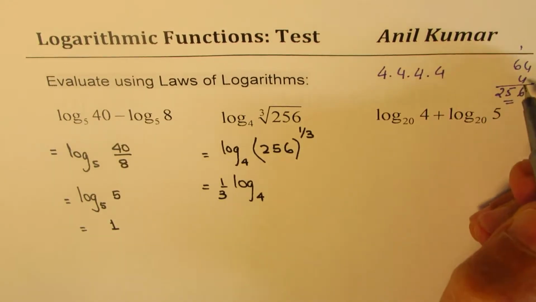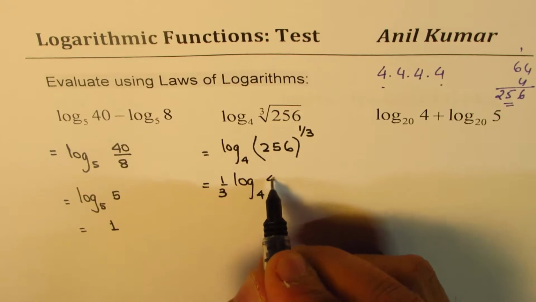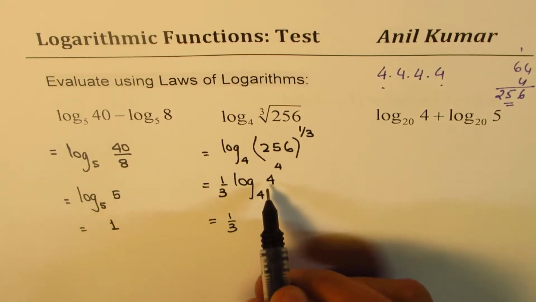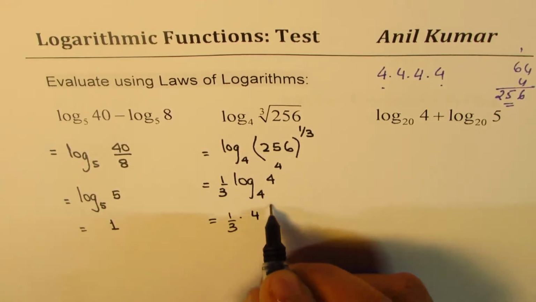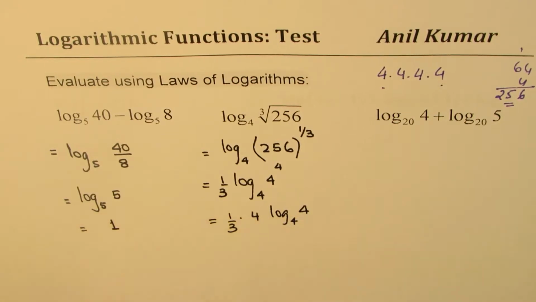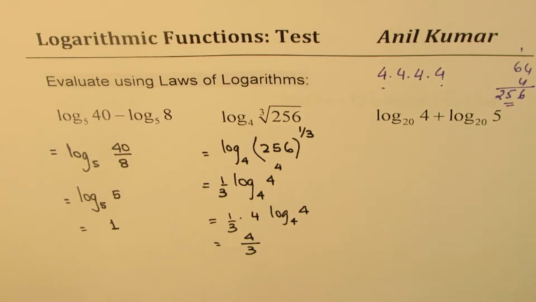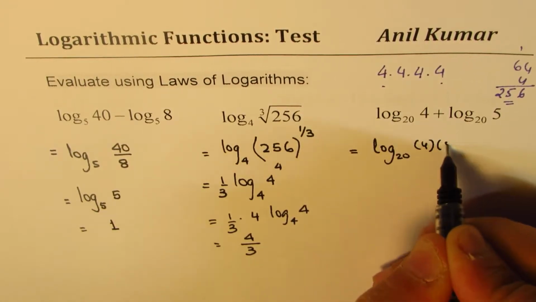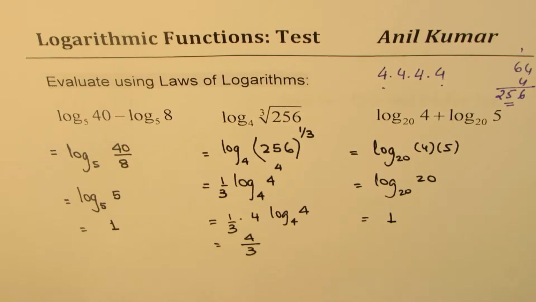Do you see that? So 4 to the power of 4 is 256. Therefore, I could write 256 as 4 to the power of 4. Now, it is 1 over 3. That was the power law. And again, 4 to the power of 4, I could take 4 outside. So it becomes times 4, log 4 of 4, right? And log 4 of 4 is 1. And therefore, what I get here is 4 over 3 as my answer. Correct? The next one here is product rule for logarithms. Log to the base 20, just multiply 4 by 5, and you do get log to the base 20 of 20, which again is 1, correct? So that's how we could do the very first question.